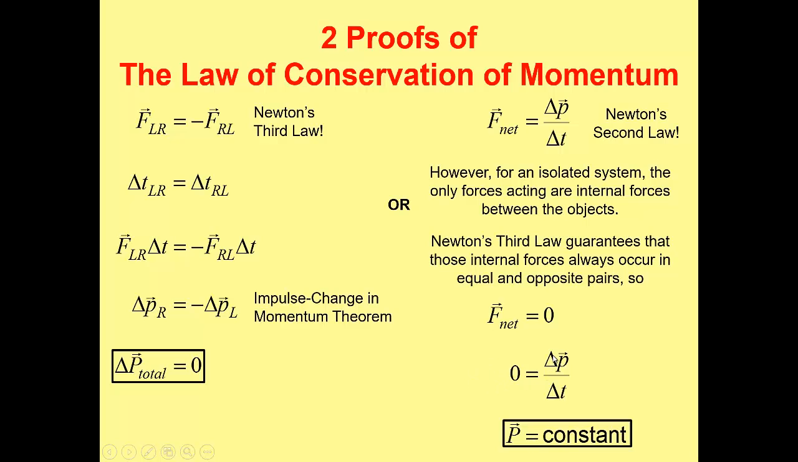Calc people, for a derivative to be 0, the function has to be constant. The derivative of a constant is 0. The rate of change of a constant is 0. So these are two different proofs, both equally good, just different starting points. Although you notice here, this is really where we derive the impulse-change in momentum theorem anyway, right? So just different ways of going about it. But in both cases here, we get that the total momentum has to stay constant. The system momentum has to stay constant if we're in a closed, isolated system.